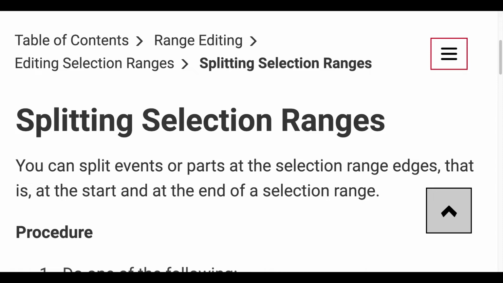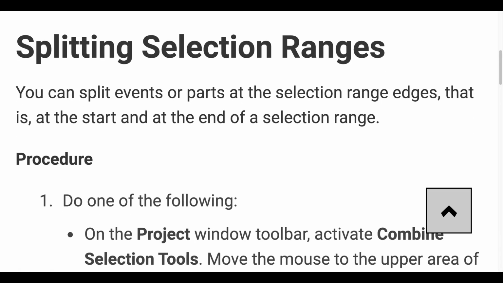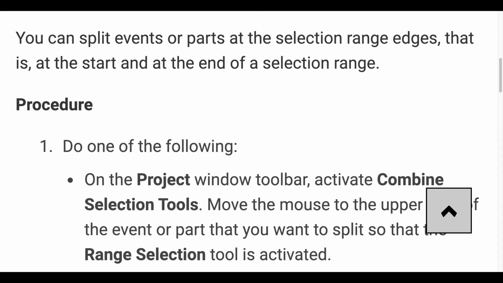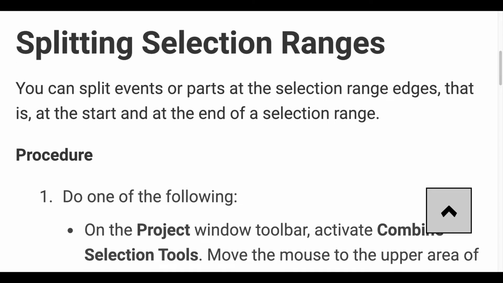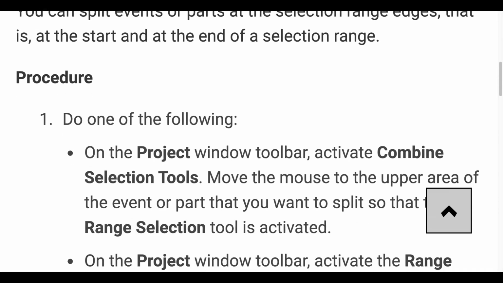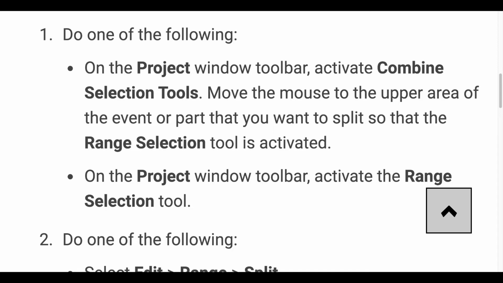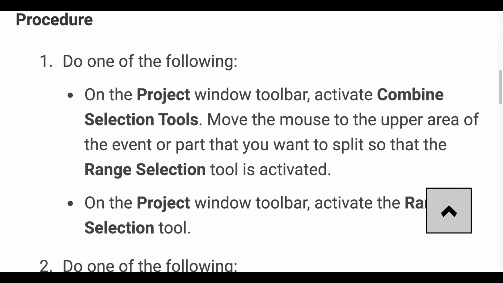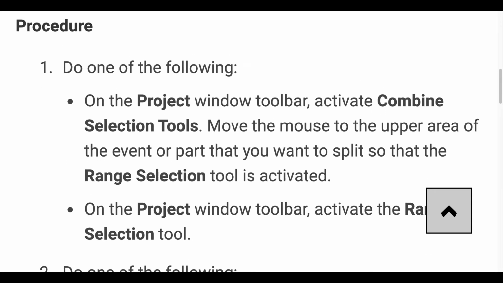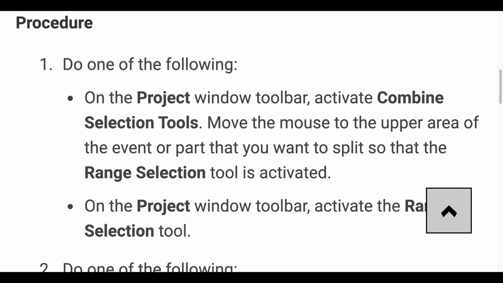Splitting selection ranges. You can split events or parts at the selection range edges, that is, at the start and at the end of a selection range. Procedure. Do one of the following. On the project window toolbar, activate Combine Selection Tools. Move the mouse to the upper area of the event or part that you want to split so that the Range Selection tool is activated.